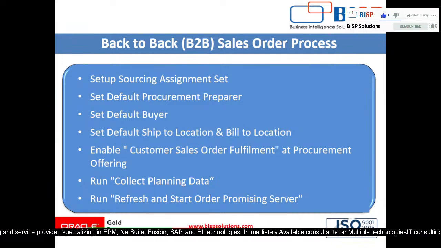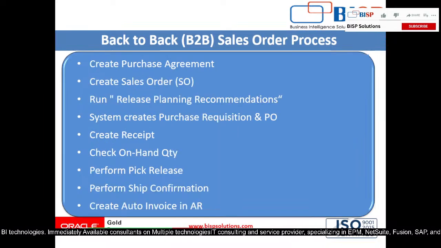Later on, we have to again run this collect planning data, right? We have to run this refresh and start order promising server. So these two ESS jobs will take lots of time, like 15 to 20 minutes or half an hour, right? So it takes time, right? Now let's move to the next setup.